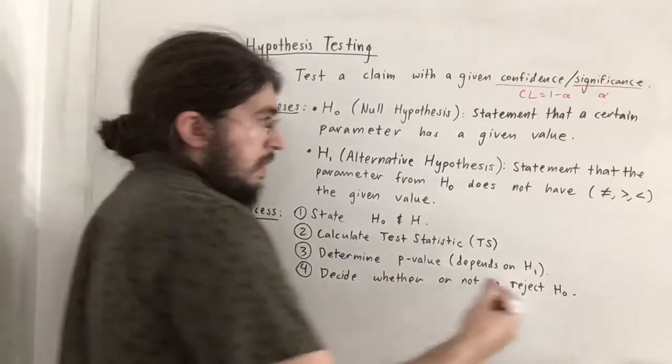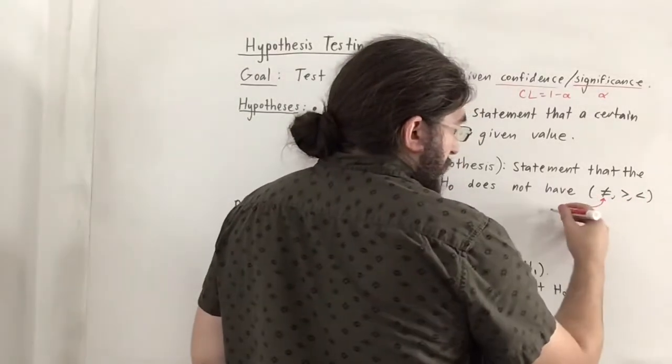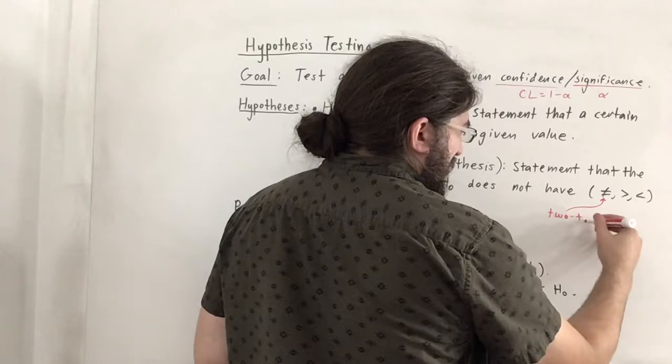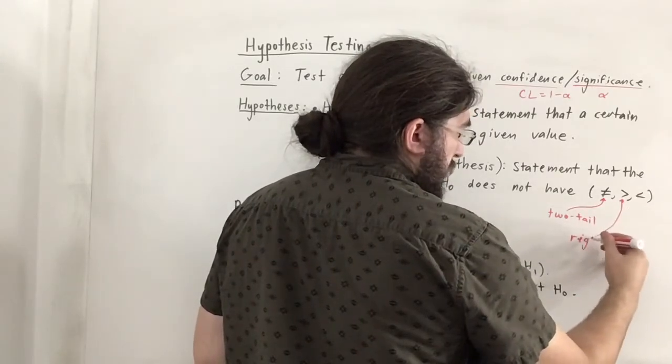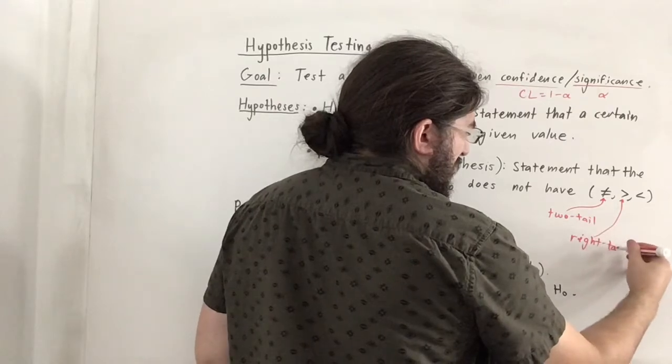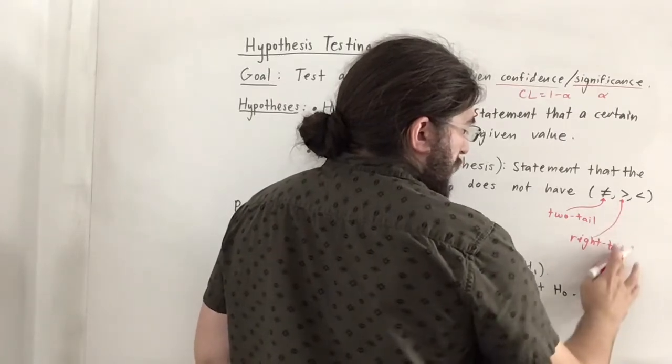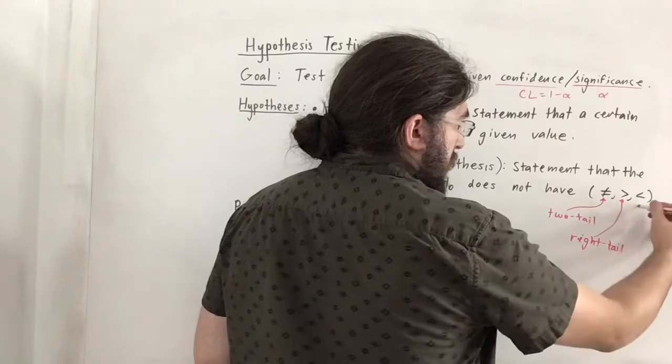Now, this is described as a two-tailed test. This is described as a right-tailed test because we're bigger than this value. And less than, of course, is described as a left-tailed test.